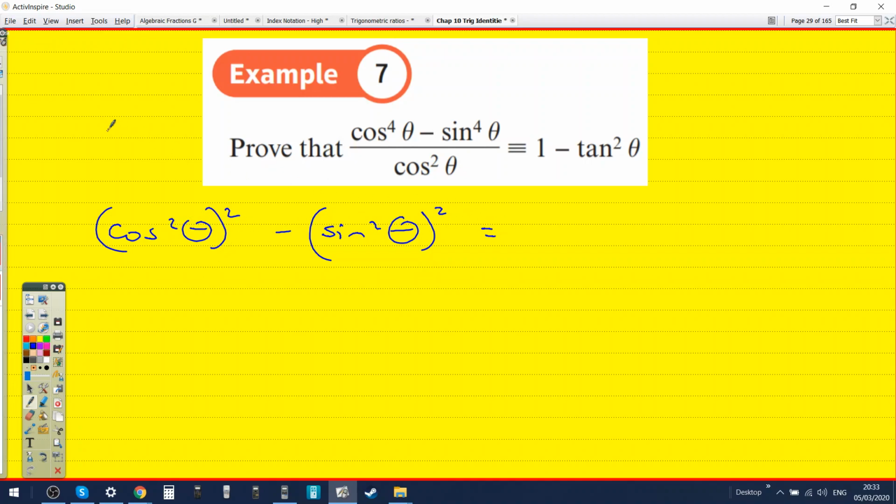Cos squared squared. I think it's cos to the 4. How could you factorize that? Is it a plus b squared? A plus b, a minus b. Yeah, that's it. So same thing for this one.